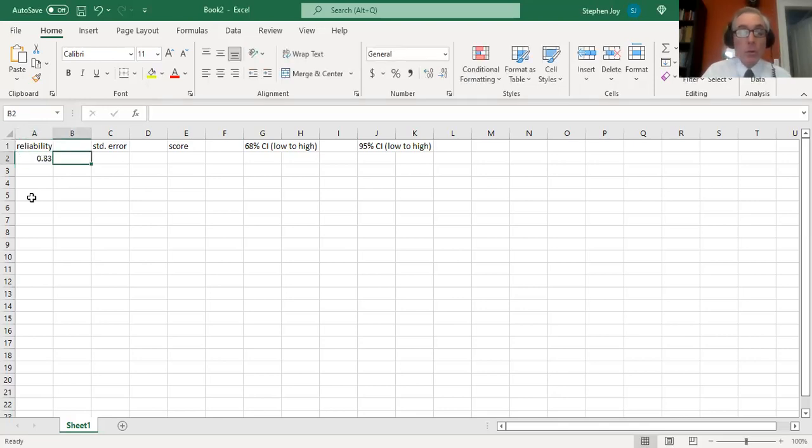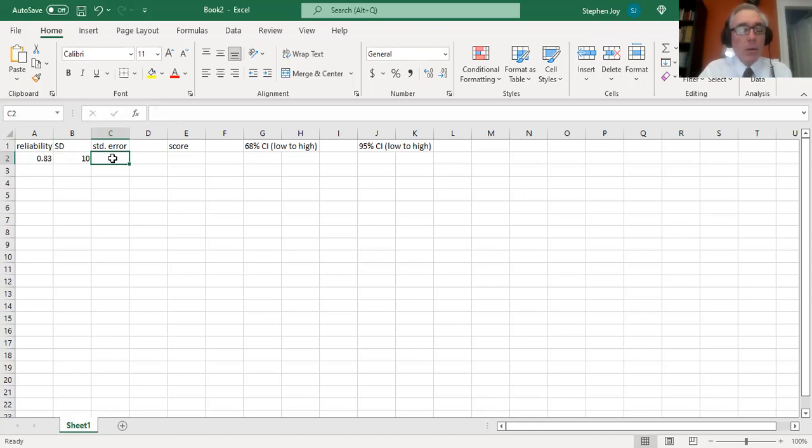So for whatever test we're using, I'm just making up a number, the reliability turns out to be 0.83. Now, if I want to get the standard error here, what I can do in a spreadsheet environment is simply to type the equation in such a way that it captures this value. I needed to specify a standard deviation as well, so let's make the standard deviation 10.